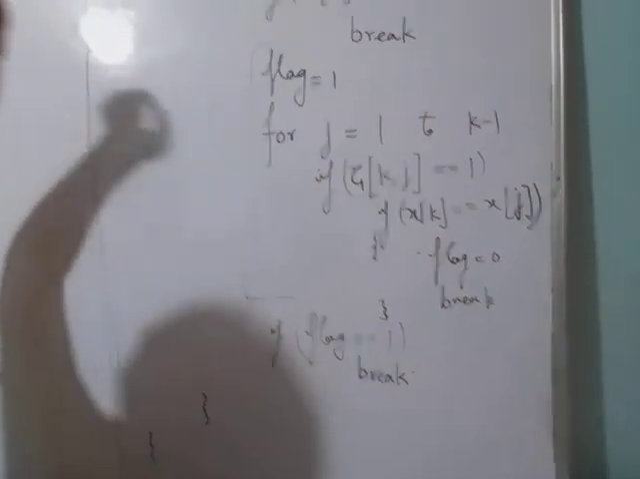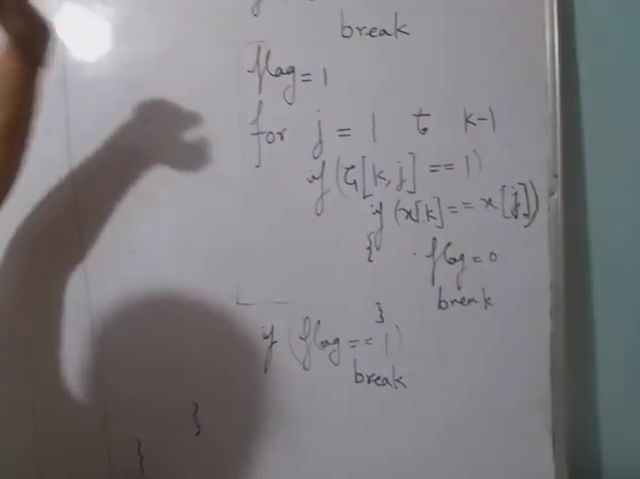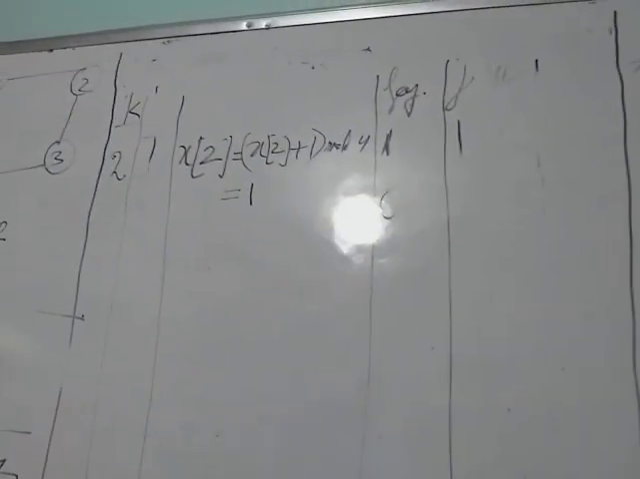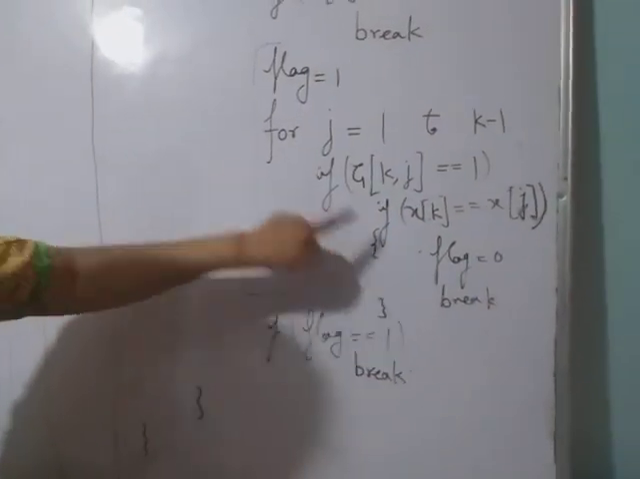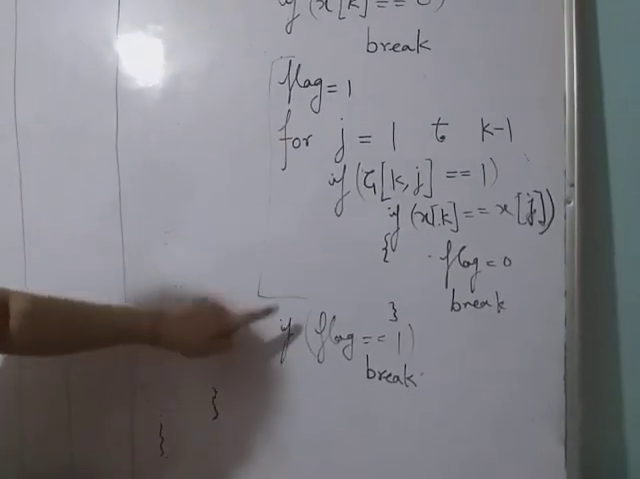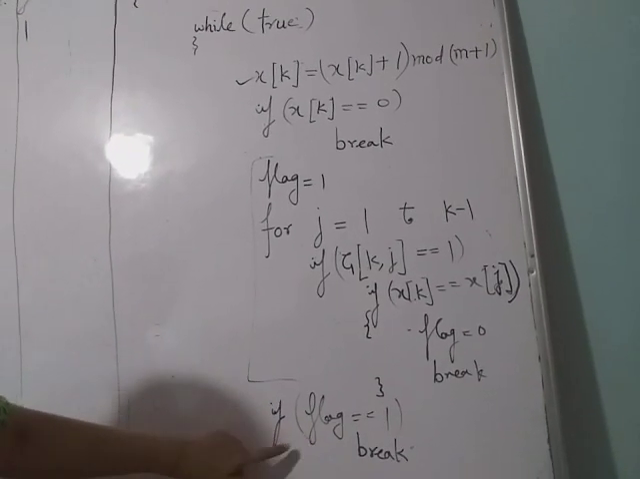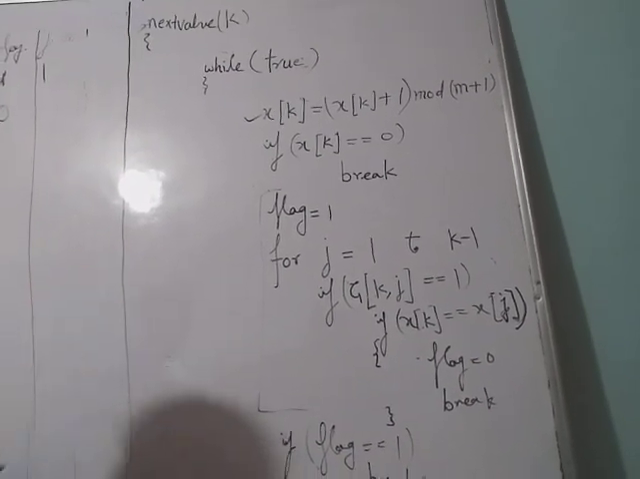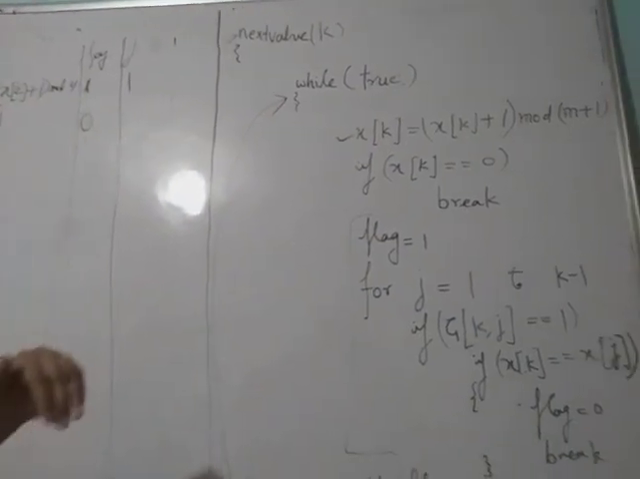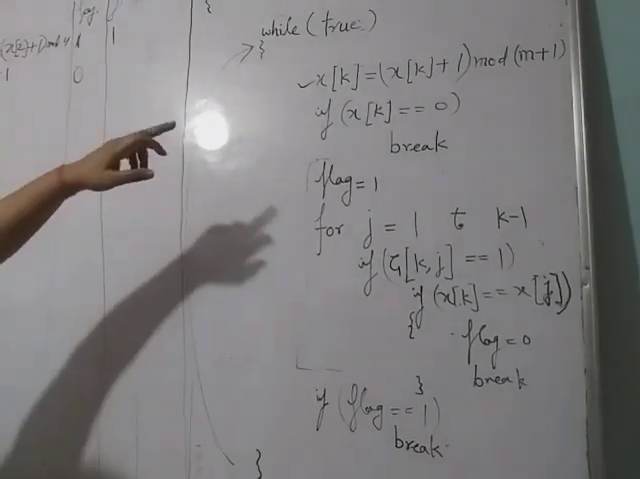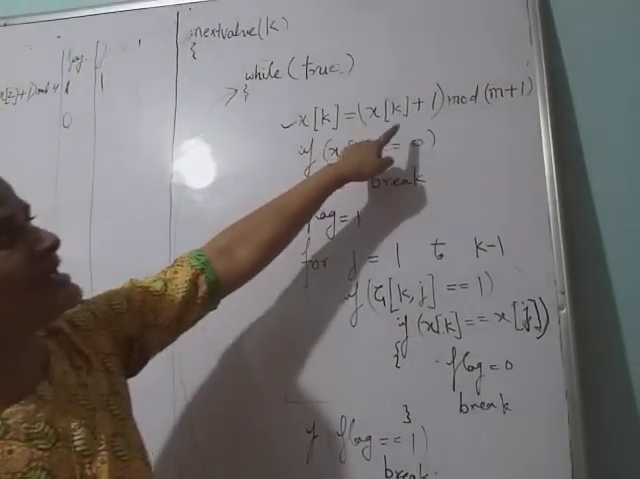It means the second vertex cannot be colored with color number 1. So flag is 0. So new value of flag is 0 and immediately it will break. Immediately it will come out from the outer loop and here it will check flag equal to 1. As the flag is not equal to 1, then the control is transferred here again. Okay, and now the next highest numbered color will be generated by this expression xk plus 1.